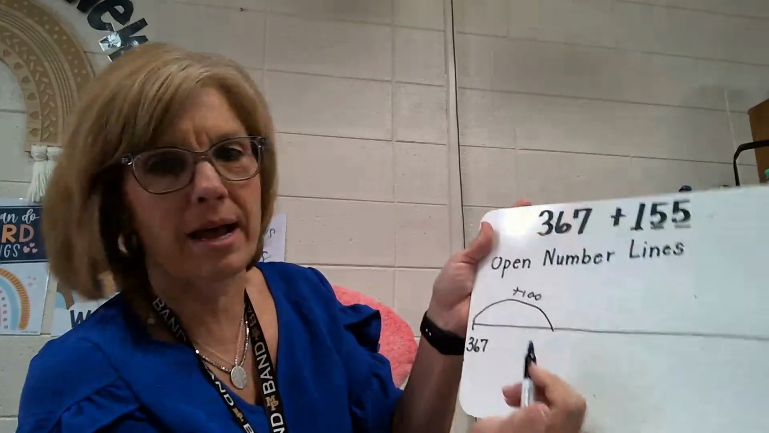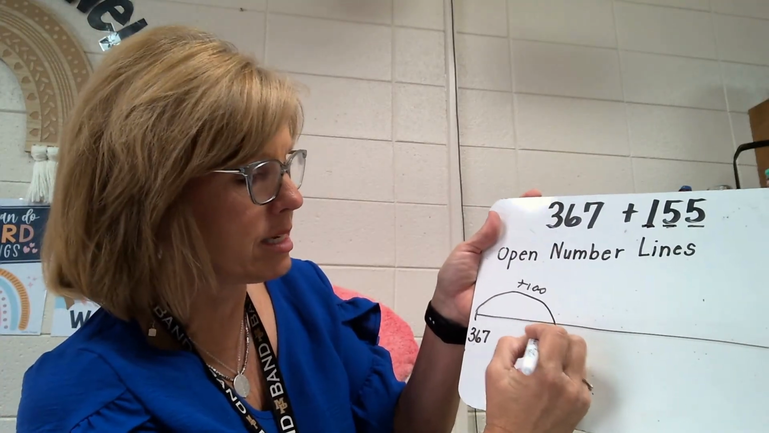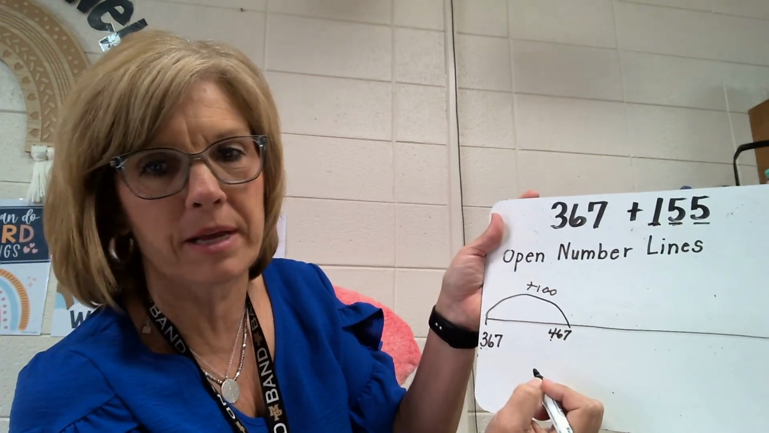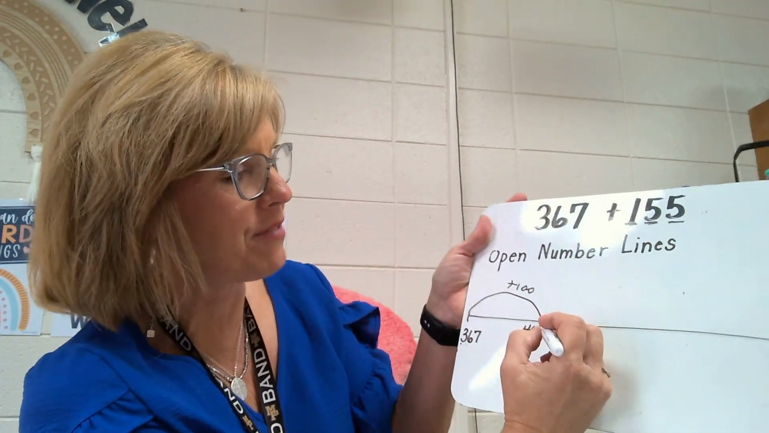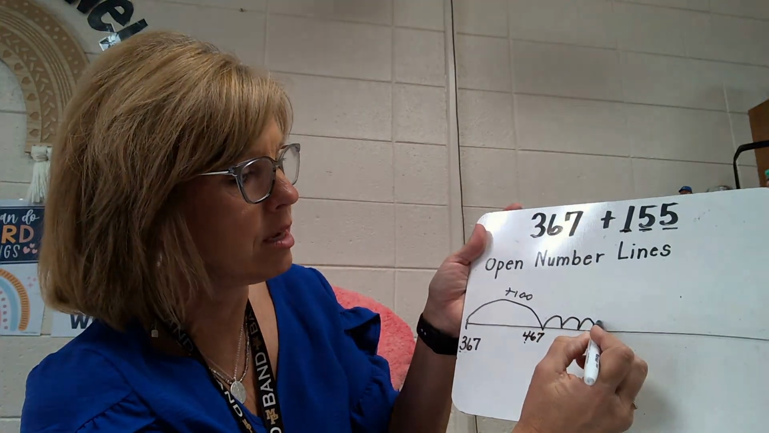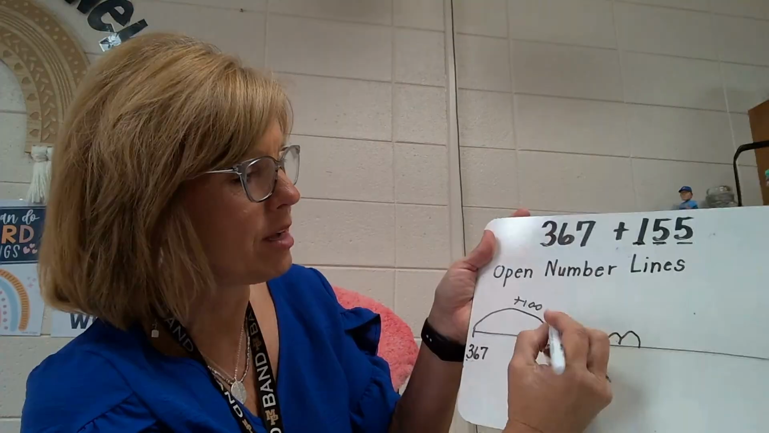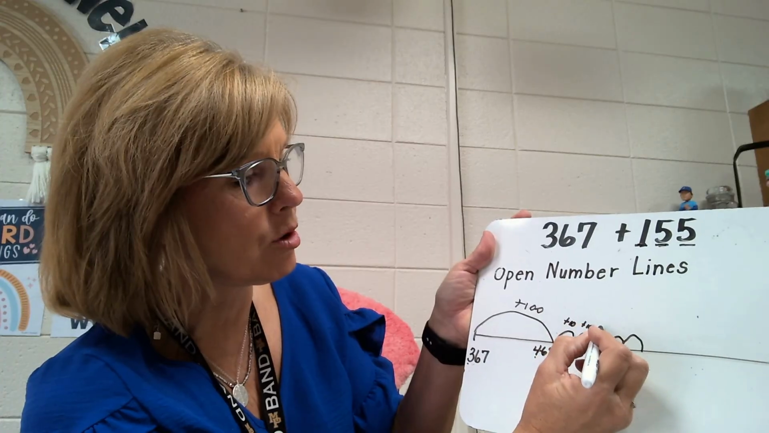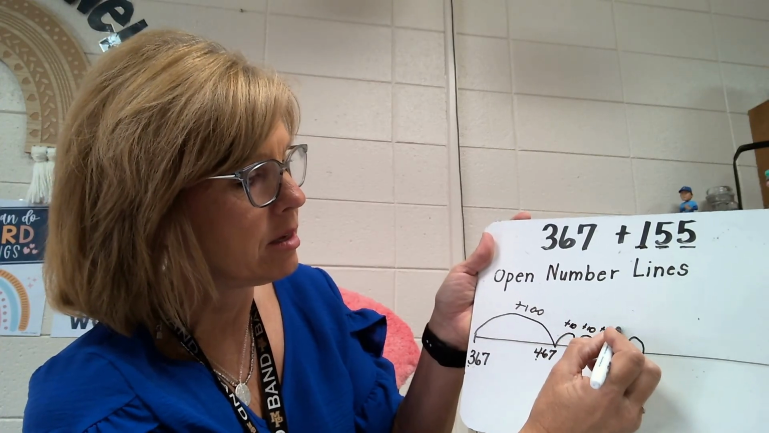I now am at 467. I added one jump to the hundreds place. Then I'm going to add 5 tens. 1, 2, 3, 4, 5. Each one of those jumps is worth a 10.